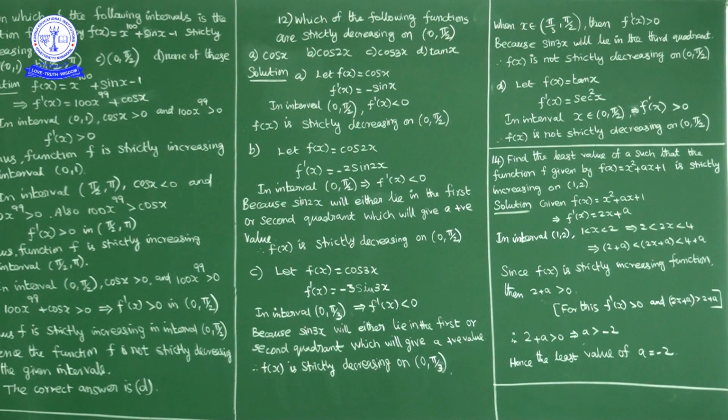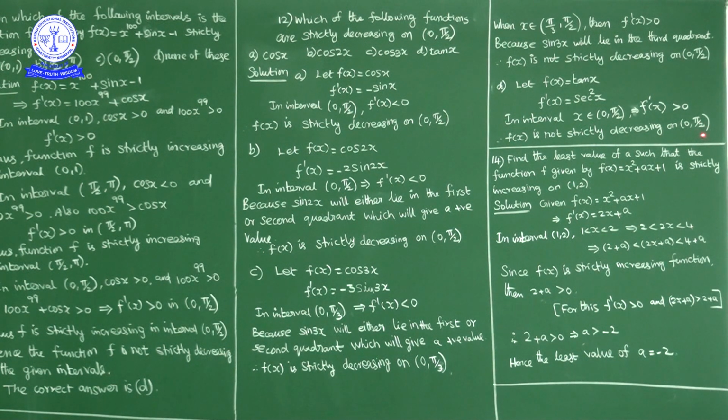Now the fourth part, tan x. Let f of x equal tan x. Now tan x derivative is what? Secant square x. f dash of x is equal to secant square x. In the first quadrant all 6 trigonometric ratios are positive. So for x belongs to 0 to pi by 2, secant is positive, so secant square is also positive. So f dash of x equal to secant square x is greater than 0. So f dash of x greater than 0 means f of x is a strictly increasing function.